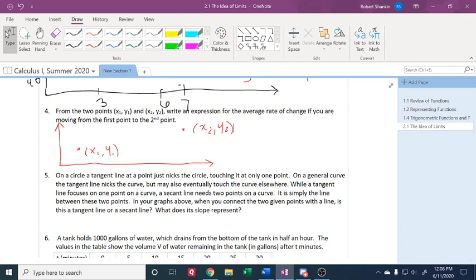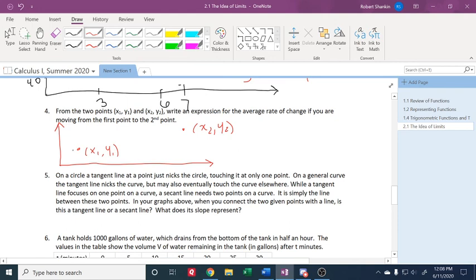All right, group 2, do you have an answer for that? What's the expression for the average rate of change? It's y squared minus y1 over x squared minus x1.